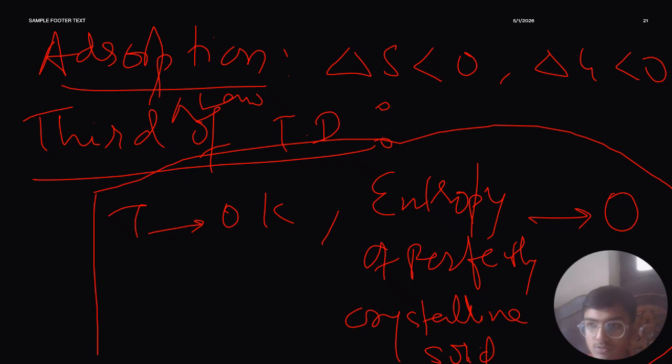Okay, so this was our today's lecture. We discussed entropy, we discussed enthalpy, we discussed Gibbs free energy, and we discussed the expression of entropy in different cases. And lastly we discussed the third law of thermodynamics.